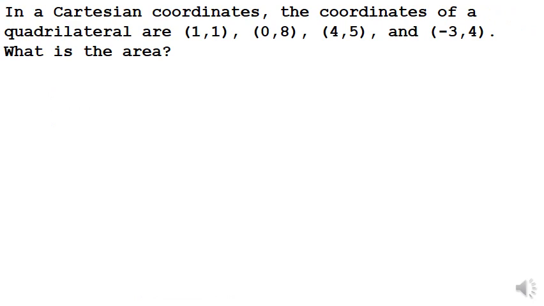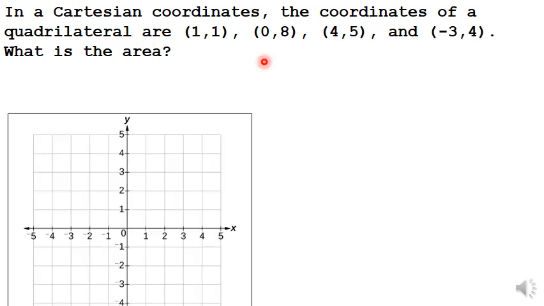In a Cartesian coordinate system, the coordinates of a quadrilateral are 1, 1, 0, 8, 4, 5, and negative 3, 4. What is the area? Okay, let's say these are our points A, B, C, and D. A is 1, 1. Our B is 0, 8. Our C is 4, 5. Now, our D is negative 3, 4. If we write these points in that order, what we form is not a polygon.